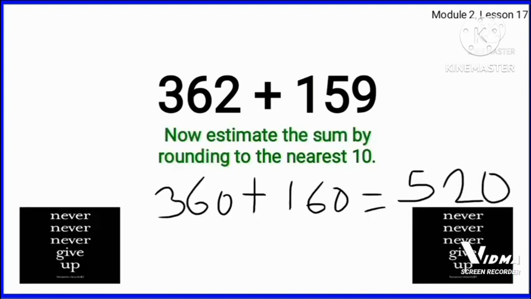See if you can round off this one to the nearest 10. 362 plus 159. 362, if you're rounding to the nearest 10, on the vertical number line, you have 360 and 370. Those are endpoints. Midway is 365. 362 is closer to 360. So we'll round it off to 360, the nearest 10.